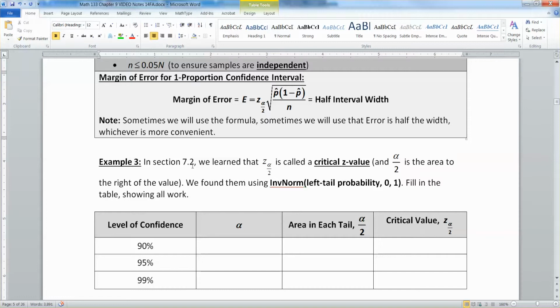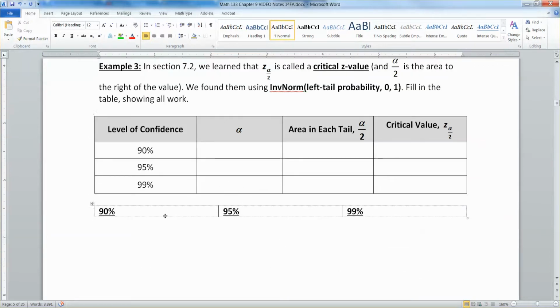So z alpha over 2 is called the critical z value. And remember in section 7.2, we learned that alpha over 2 is the area in the right tail, because that is what we learned for the notation. We have a z with a little subscript after it. It means that alpha over 2 is the area in the right tail. And we found these using inverse norm with the left tail probability. And of course, since it's a z-score, that's the standard normal distribution, which means that the mean is 0 and the standard deviation is, of course, 1. We also learned that in chapter 7. All right, so we're going to use these ideas to find some particular critical z values.